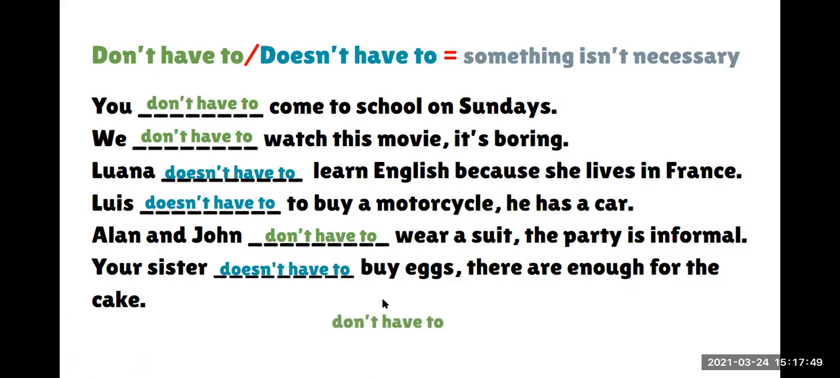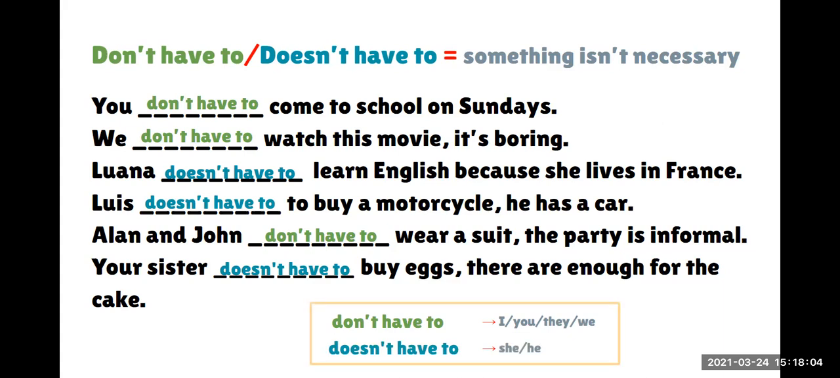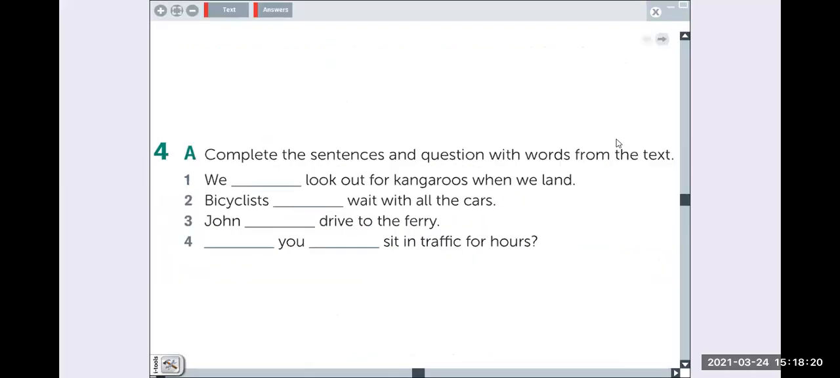So the rule is we use don't have to when we are talking about I, you, they, and we. When the subject are any of them. And we use doesn't have to when the subject is the third person, he, she, or it, right? So this is the difference between don't have to and doesn't have to. Any questions about this? Okay, let's go to your book.